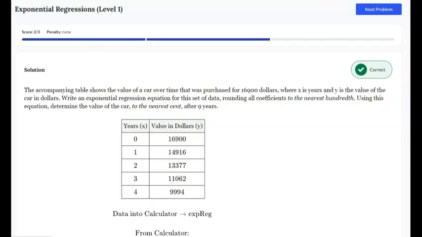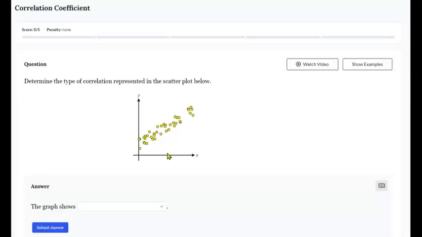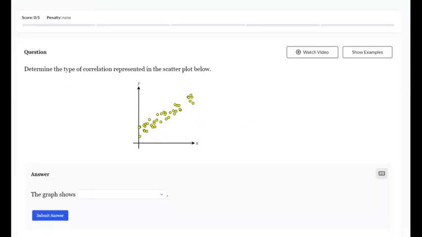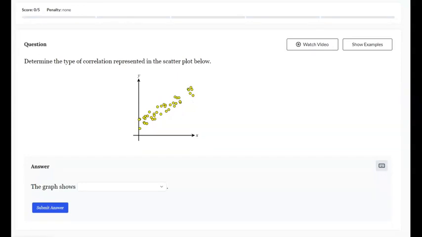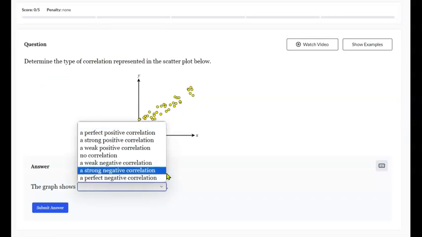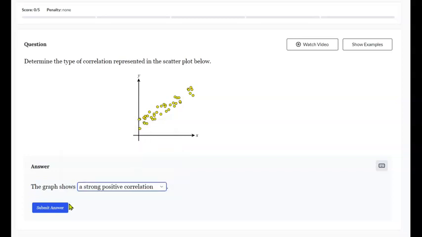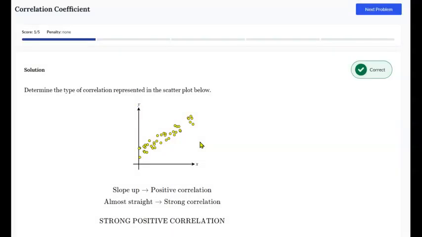Let's go back and take a look at correlation coefficients. What type of correlation is represented by this scatter plot? You'll see it is trending positive. It is very weak. I'm sorry, it's very strong because the dots are very close together, but it's not perfect because it's not straight, so we're going to call that a strong positive correlation.